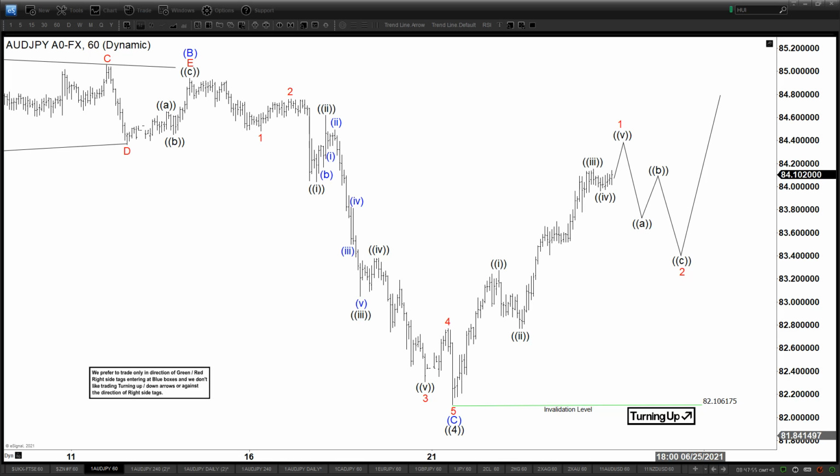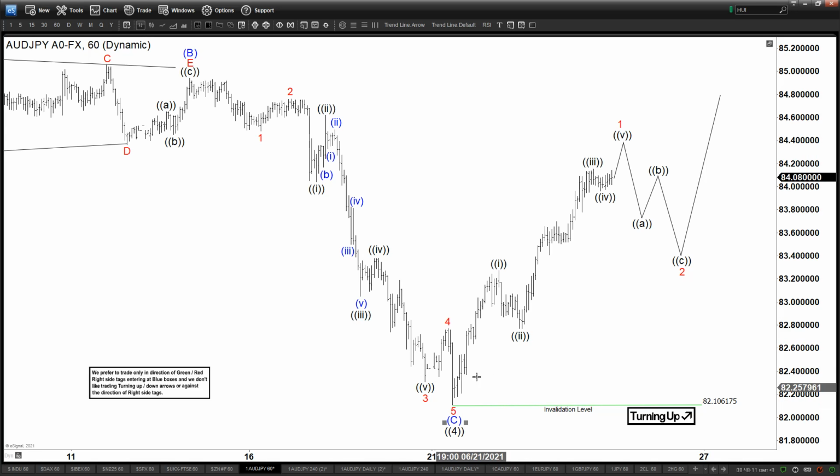Today we're going to look at the chart of the Aussie Yen. This is a 60 minutes chart here. The chart showing we ended with 4 in the primary degree at 82.1, and Aussie Yen has started to rally, as we can see. We are calling the rally to be an impulse, in which we have 1, 2, 3, 4, now ending with 5 to the upside.